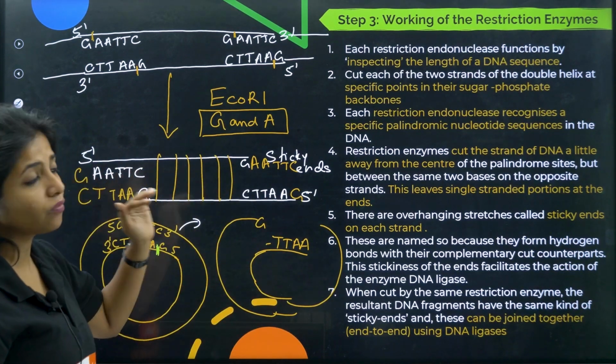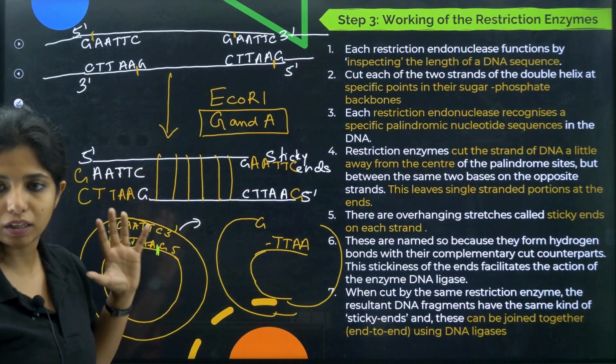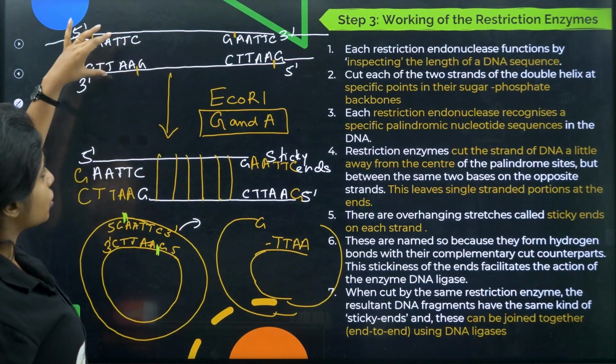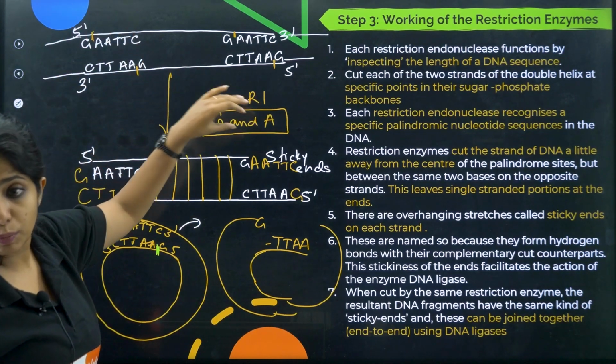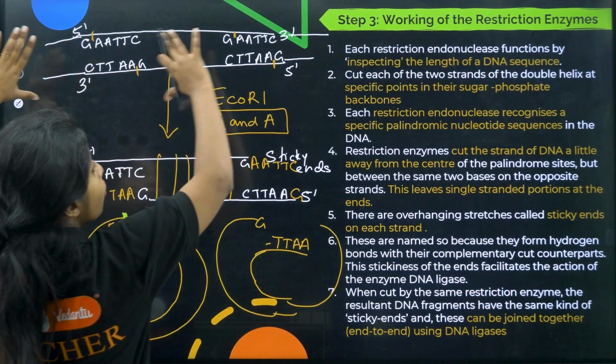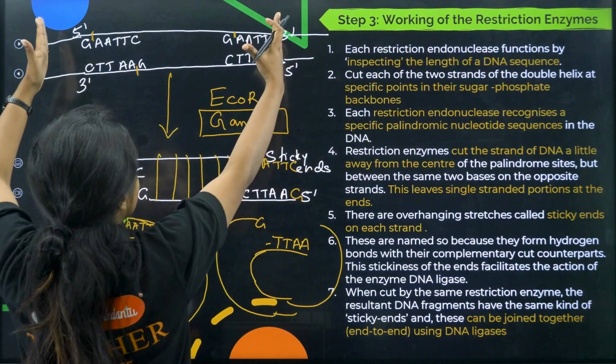The complementary sticky ends are very much important, my dear children. So EcoRI has a restriction site like this where it cleaves between G and A. Now remember that this is a whole DNA. In between the DNA I am cutting it.